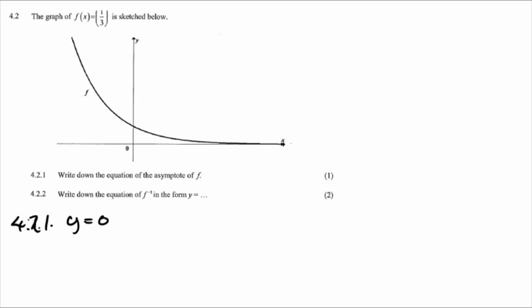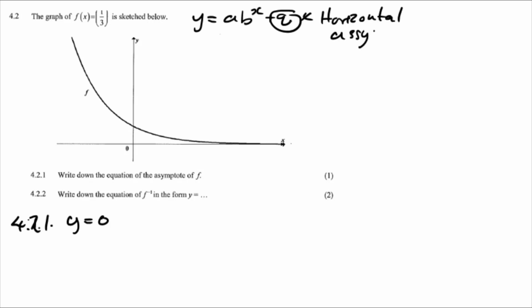But now we can also see it in the function, because an exponential function is written as a b to the exponent x plus q. Now q being what? Being the horizontal asymptote. So q being the horizontal asymptote, and if we can see over here, the value of q is 0, so that's how we find the equation of the asymptote of f.